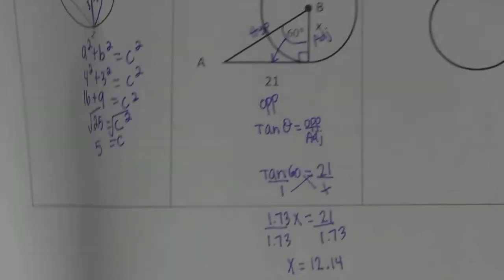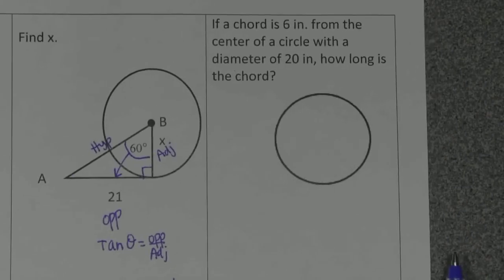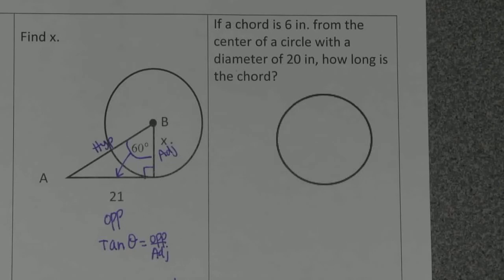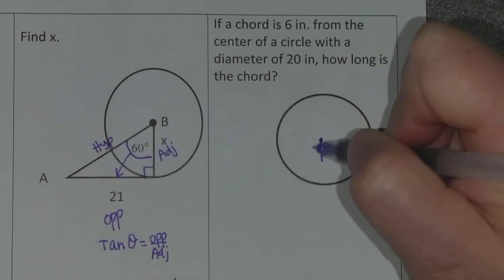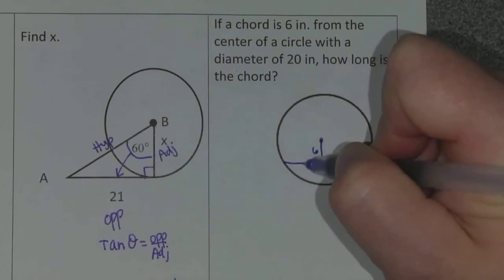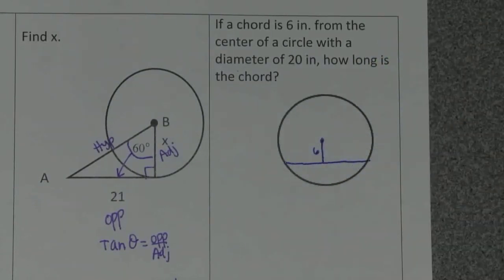All right, last problem. We have to draw it out ourselves. It says if a chord is 6 inches from the center of a circle. So I have a chord 6 inches from the center of the circle. So you guys following me with how I can draw that chord? Okay. And it says that the diameter is 20 inches long. I'm going to draw my diameter in a really special spot because I need it to help me, okay?